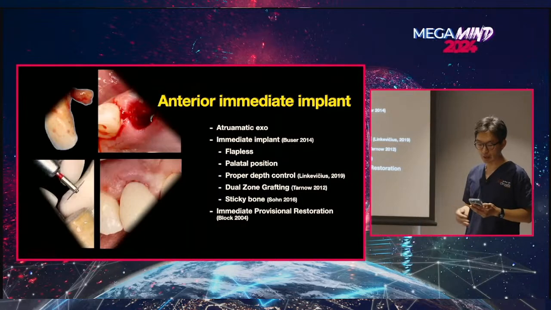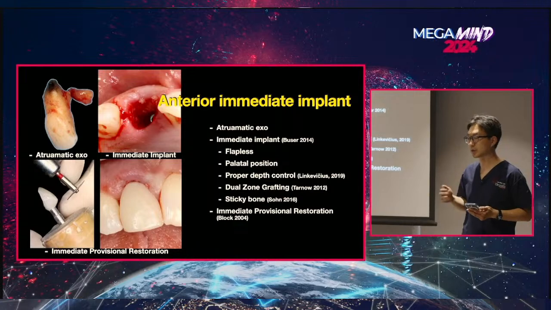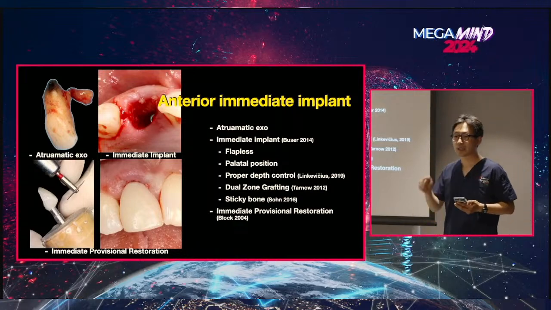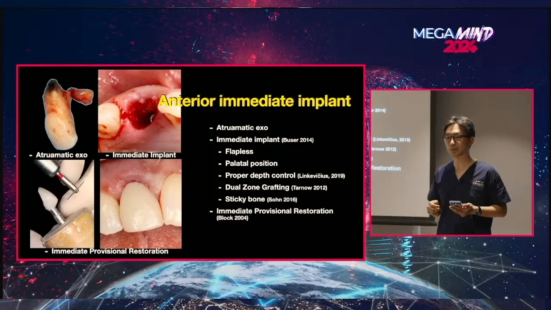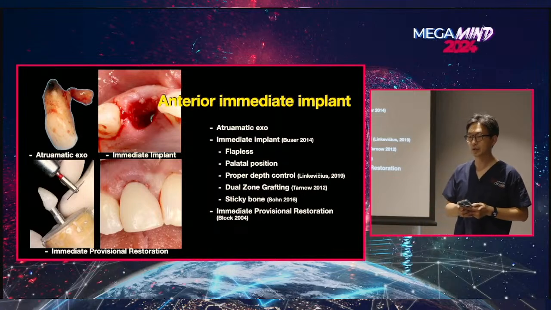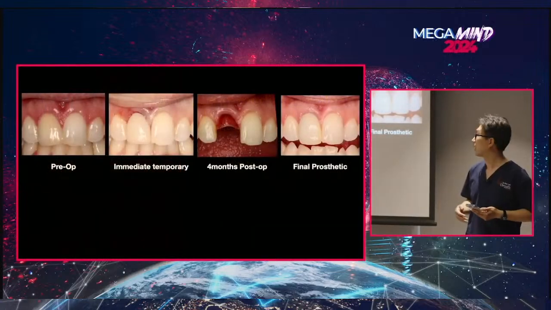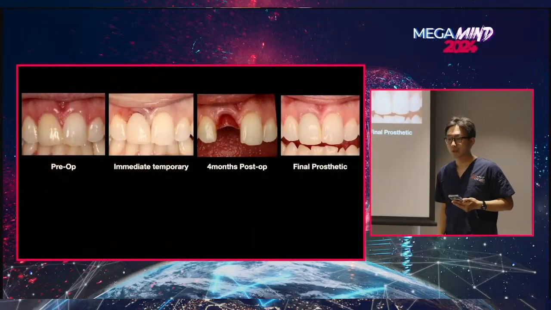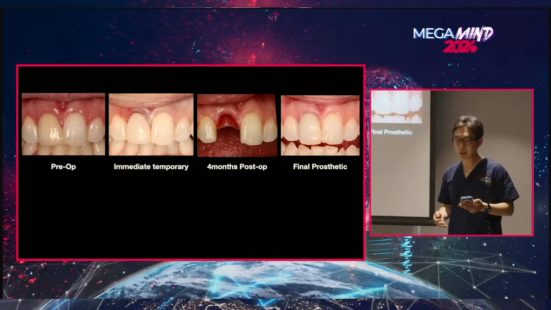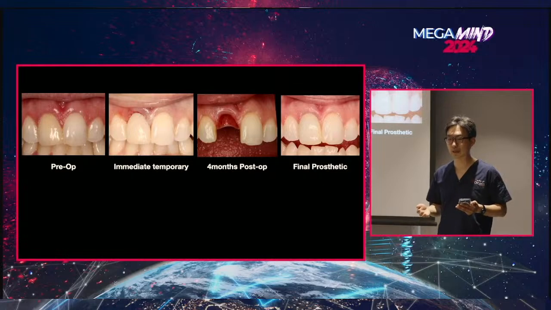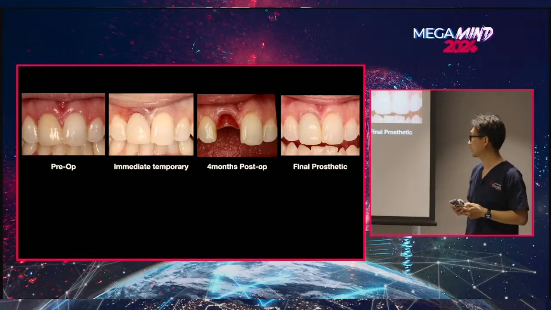So for her, I performed an atraumatic extraction following the protocol listed on the right-hand side, immediate implant placement flapless, with proper depth control at right position, and provided provisional restoration for her in attempt to preserve soft tissue and hard tissue as much as I can, and produce a beautiful final result like this. Even in the hands of novice surgeon like myself, we were able to preserve and recreate what was missing by performing minimally invasive immediate implant, even in gummy smile patient.